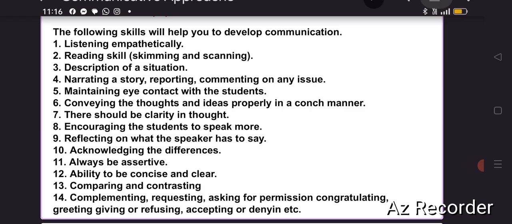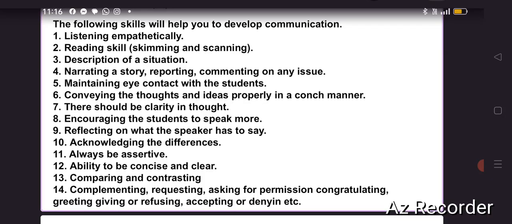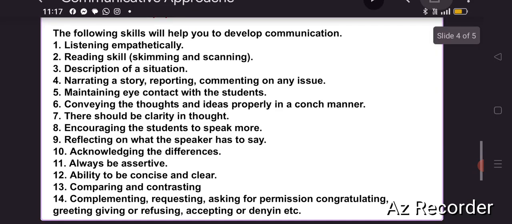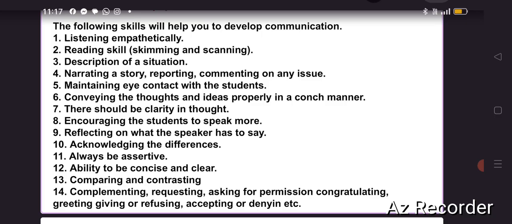Suppose we want to communicate, we want to express, at that time we have to give the chance to the student to describe any situation. For example, you can give the students one concept each. You have to give some time, some days for preparation for that. Okay, and then after, you have to tell the student, come forward and describe the situation or describe the concept.